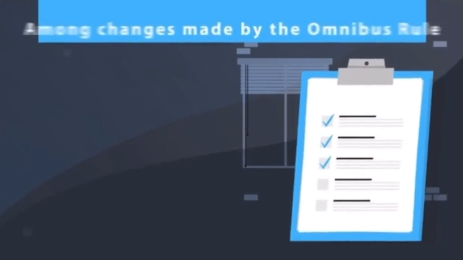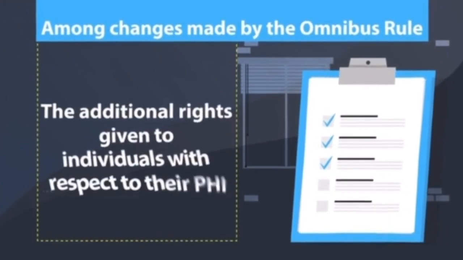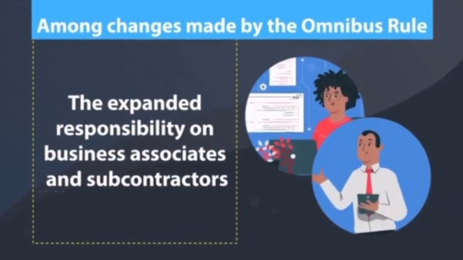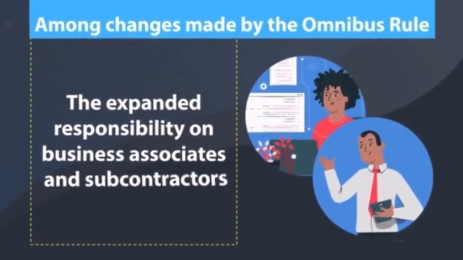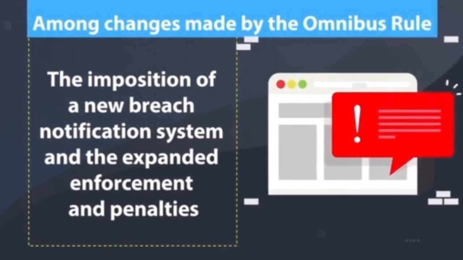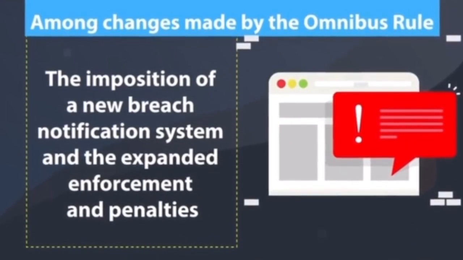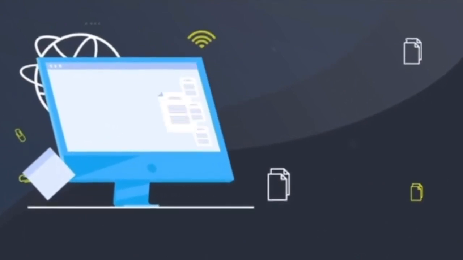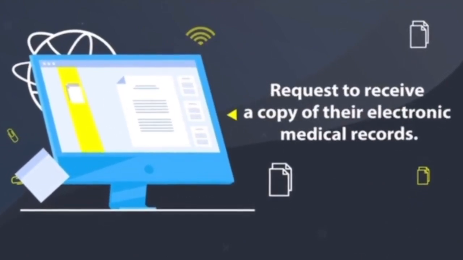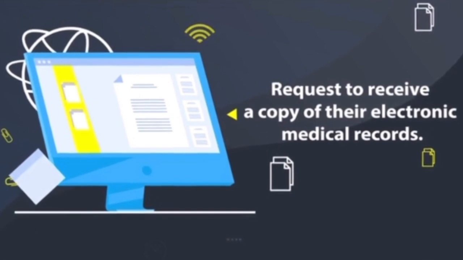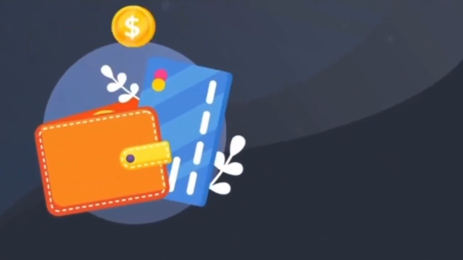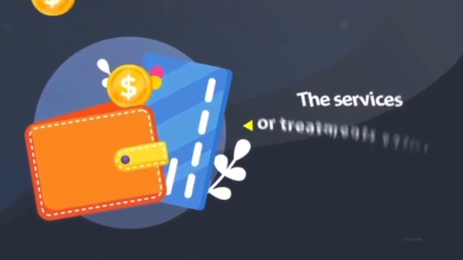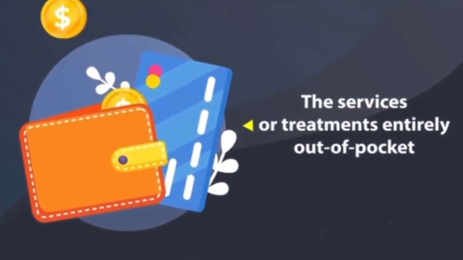Among changes made by the Omnibus Rule were the additional rights given to individuals with respect to their PHI, the expanded responsibility on business associates and subcontractors, the imposition of a new breach notification system, and the expanded enforcement and penalties. Through this expansion of individual rights, patients may now request to receive a copy of their electronic medical records. Patients may also restrict the disclosure of their PHI to health plans in situations where they pay for the services or treatments entirely out of pocket.